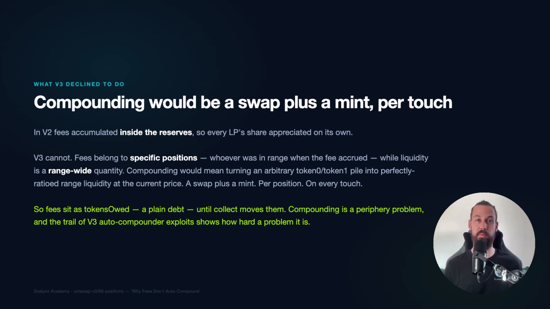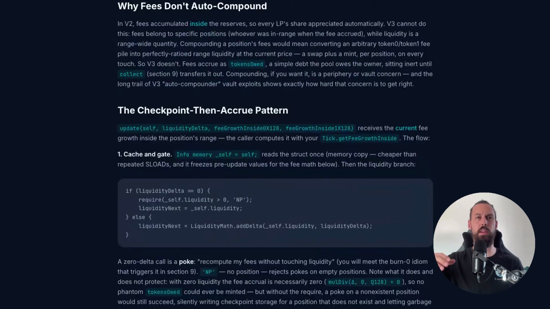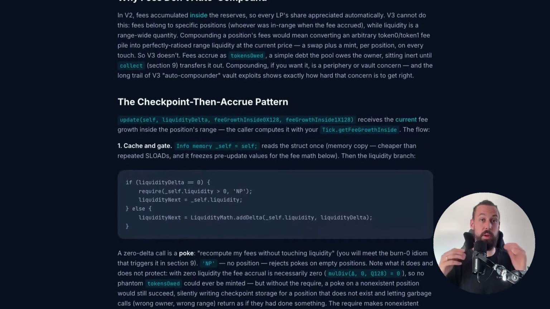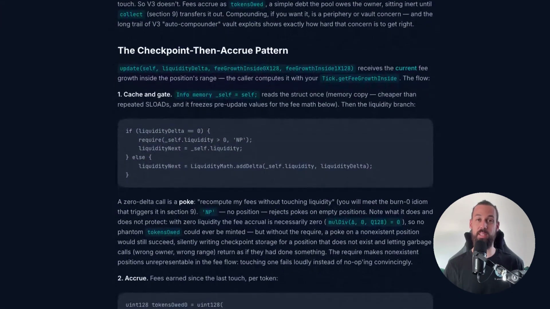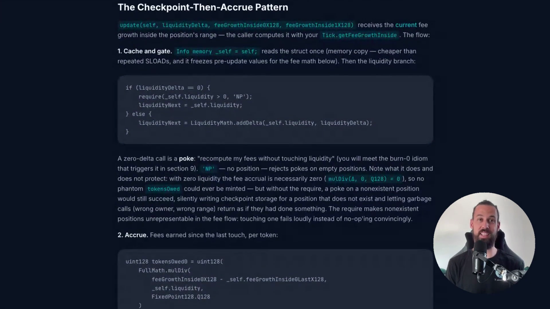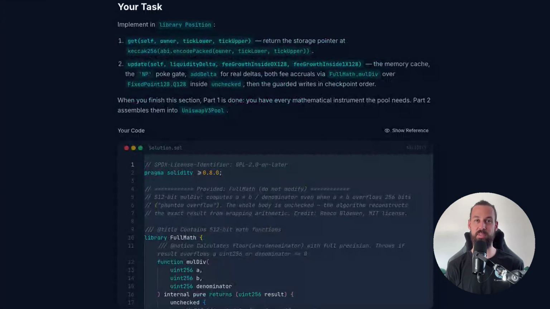Fees belong to specific positions, whoever was in range when that fee accrued, while liquidity is a range-wide quantity. To compound a position's fees, you'd have to convert an arbitrary pile of token 0 and token 1 into perfectly ratioed range liquidity at the current price. That's a swap plus a mint, per position, on every touch, so V3 doesn't. Fees accrue as tokens owed, a plain debt the pool owes you, and sit inert until collect moves them.